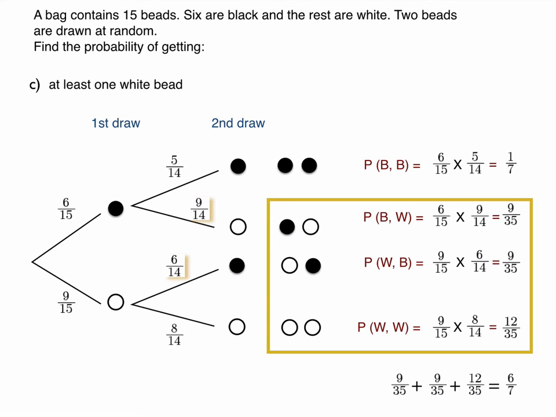So hopefully those 2 examples give you an idea of how to use the tree diagrams to work out dependent probabilities in this type of problem.